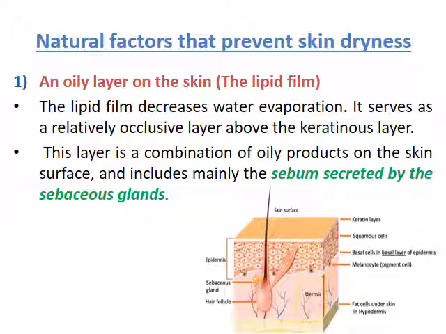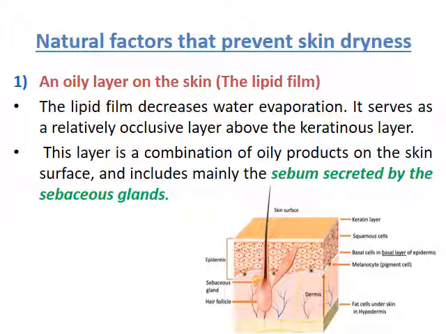We need to know what the natural factors required to prevent skin dryness are. In our body, in our skin, we have natural defense mechanisms that prevent our skin from dryness. The first factor is the presence of a lipid layer on the surface of the skin. This lipid layer can also be called an oily layer on the surface of the skin.